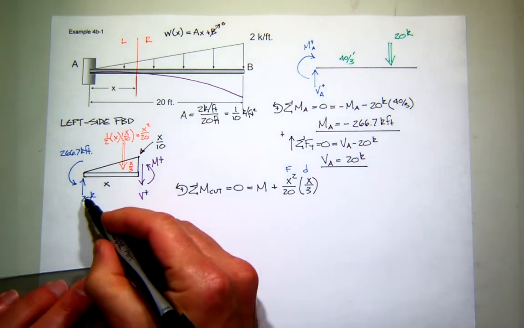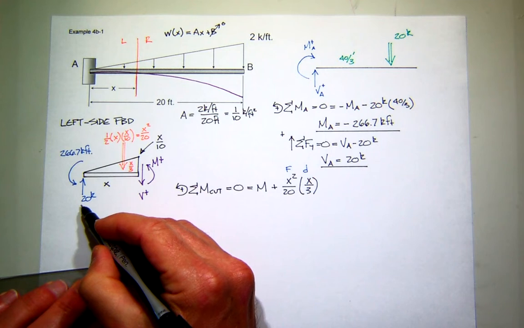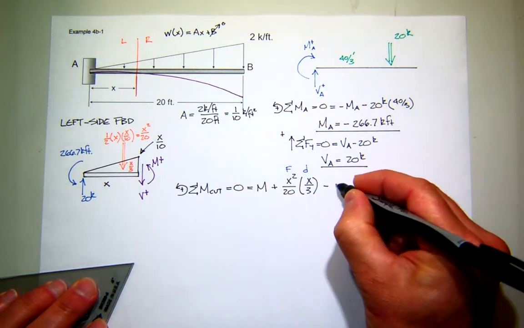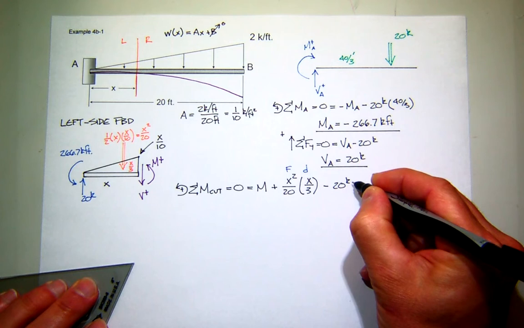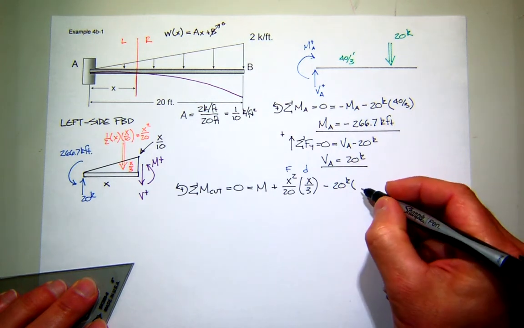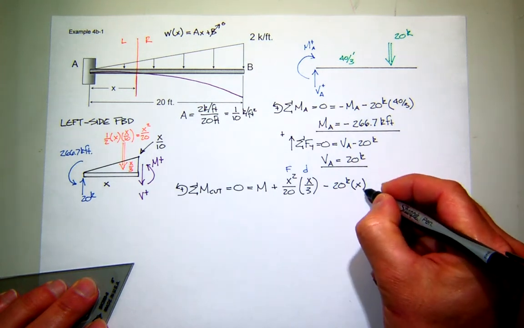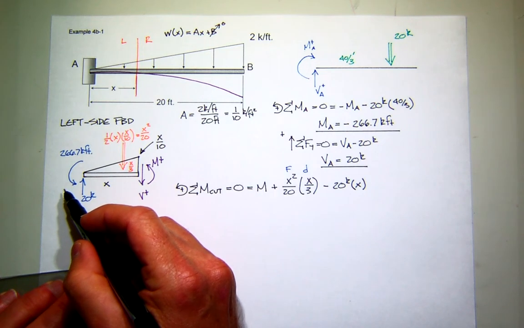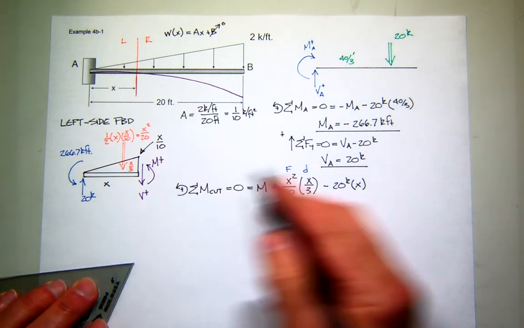Then I come over here and I've got this 20 kip reaction force. Is that creating positive or negative moment about the cut? Negative. So that'd be 20 kips. And what's its moment arm? X. And then you've got the moment here at the end. Is that positive or negative with my sign convention? Positive.